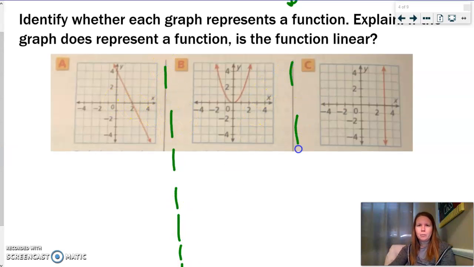So let's go ahead and take a look at the first one here. I'm just bringing in brackets so that it's a little easier to break it up. So A here, if I were to create a vertical line anywhere on here, it's only going to cross this graph, this red line, once. So that passes the vertical line test, which means it's a function. So it is a function.